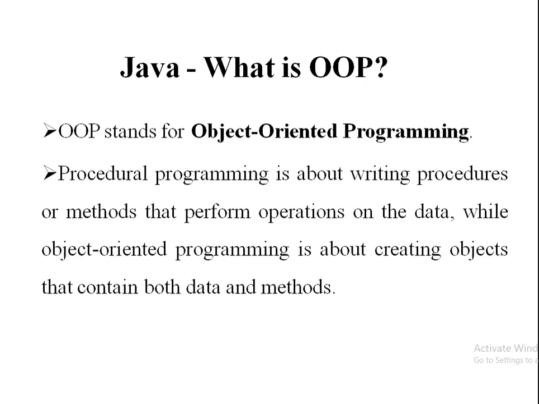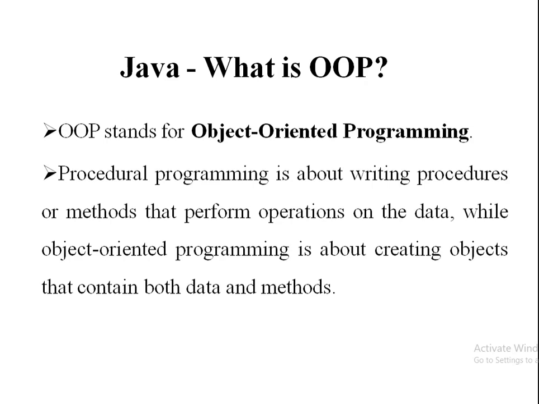Now we can discuss what is OOPs. OOPs stands for Object Oriented Programming. Earlier programming languages used procedural programming. Procedural programming is about writing procedures or methods that perform operations on data. It is nothing but a sequence of methods and functions that are going to solve the problems. While object-oriented programming is nothing but creating objects that contain both the data and methods.